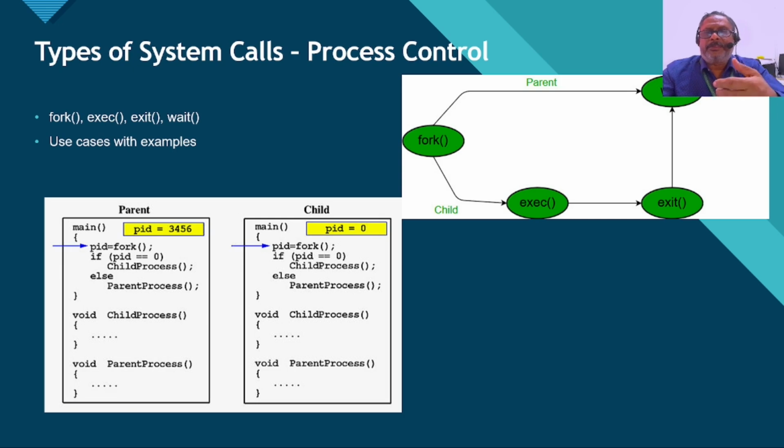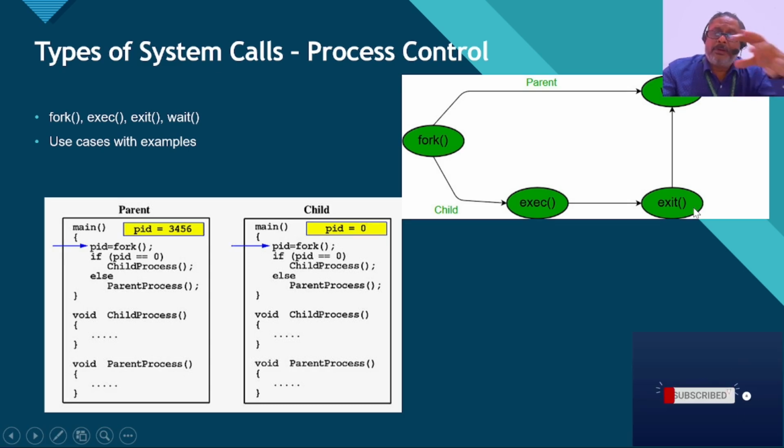That means if a parent process is activated, then it should remain active as long as any of the child processes created by it are active. So it should keep waiting till each and every child gets exited. Only when all child processes have exited can the parent process exit. So it keeps waiting. So that's about the process control system calls.